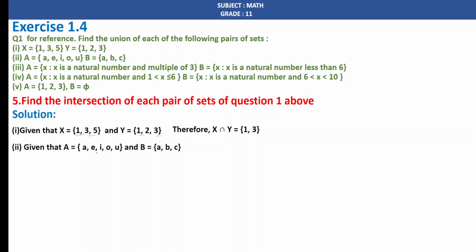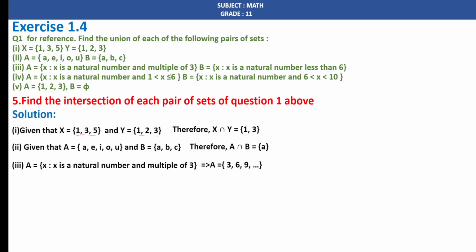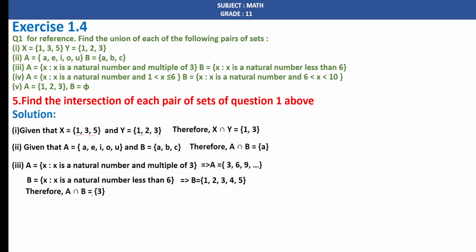Given that A is equal to {a, e, i, o, u} and B is equal to the set with {a, b, c}. Therefore, A intersection B is a set with the element a. Third one, A is equal to {x : x is a natural number and multiple of 3}. This implies A is equal to {3, 6, 9, and so on}. And B is {x : x is a natural number less than 6}. This implies B is equal to {1, 2, 3, 4, 5}. Therefore, A intersection B, if you observe here, the only common element is 3. That's it. Therefore, the set with the element 3.